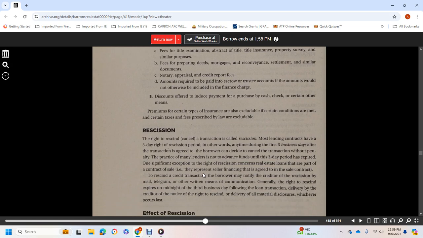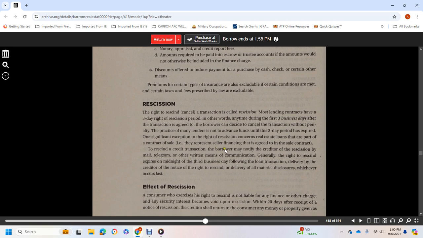Rescission. The right to cancel a transaction is called rescission. Most lending contracts have a 3-day right of rescission period. Any time during the first 3 business days after the transaction is agreed, the borrower can decide to cancel the transaction without penalty. With this practice, lenders may not advance funds up to 3 days before or after the period expires. Other significant exemptions from the right of rescission concerning real estate loans are part of a contract for the sale, representing selling and financing that is agreed on in the sales contract.